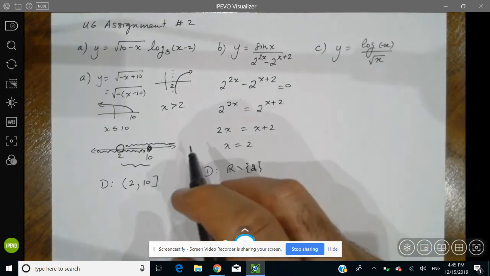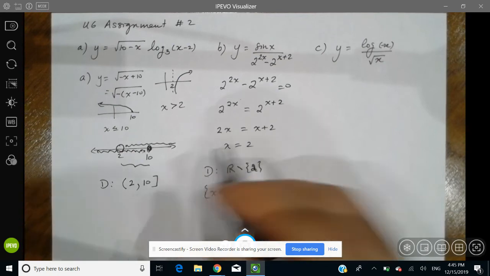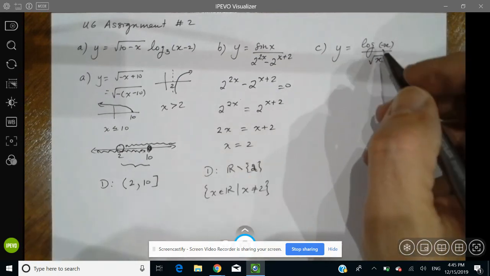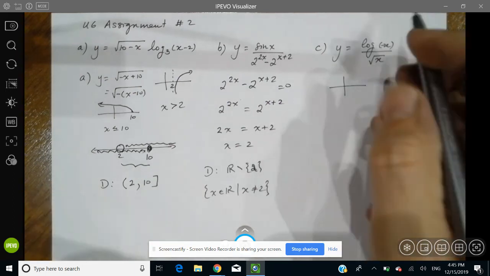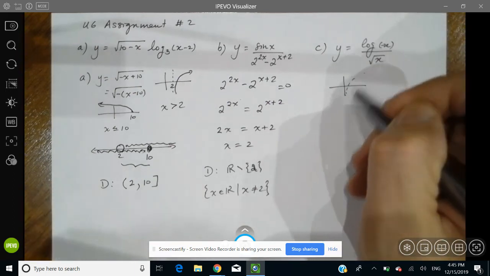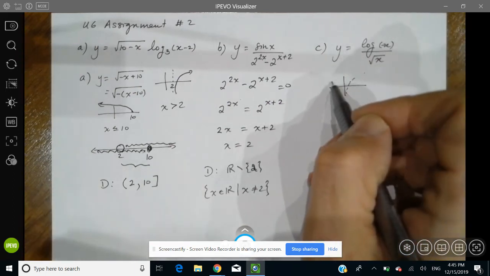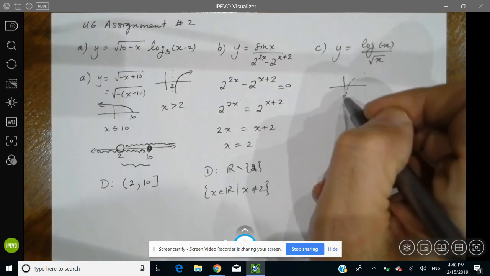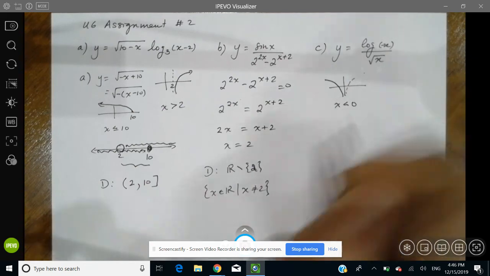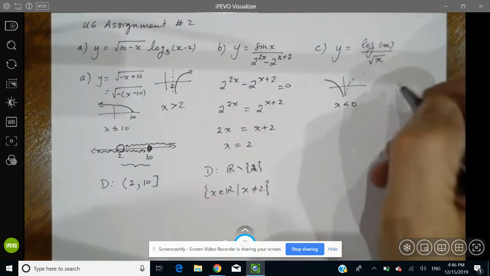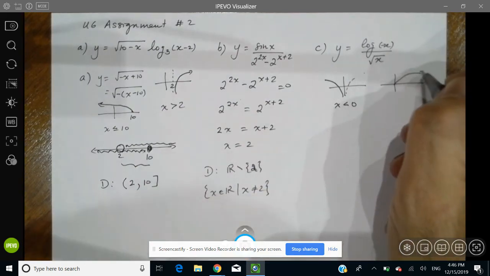All right. So again, the first thing I'm going to do is find the individual domains. Here, log of negative x. Log of x looks like this, so log of negative x is just going to be a reflection about the y-axis. So my domain is everything less than 0. And then of course root x is everything greater than or equal to 0.